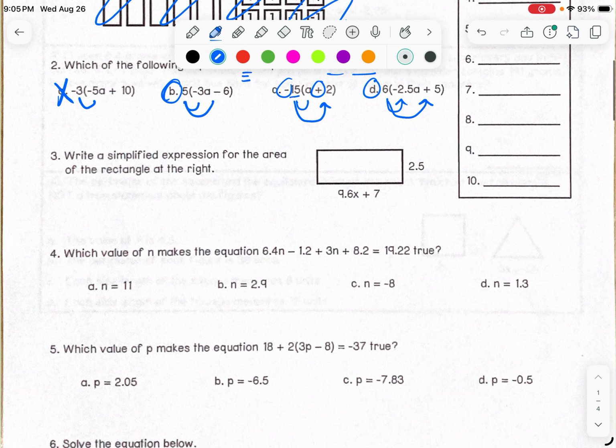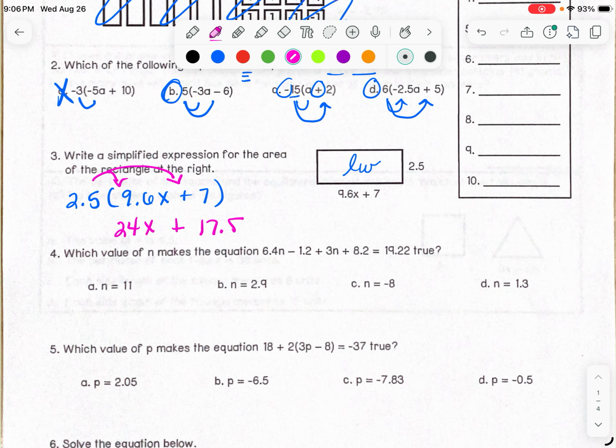Number 3, you're finding the area of the rectangle, which we of course know is length times width. Let's try that again. Length times width. So it's just the distributive property. You're going to do 2.5 times 9.6x plus 7. So using the distributive property, you're going to get 24x plus 17.5. So that is the expression for the area, and they didn't give us units, of course not.